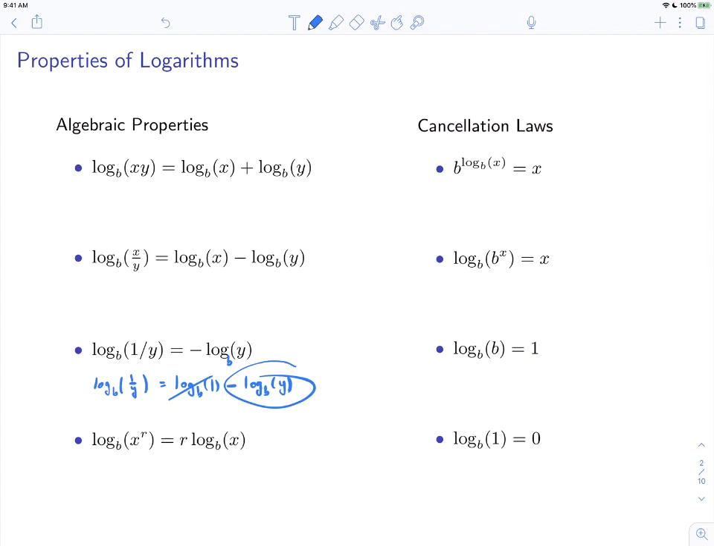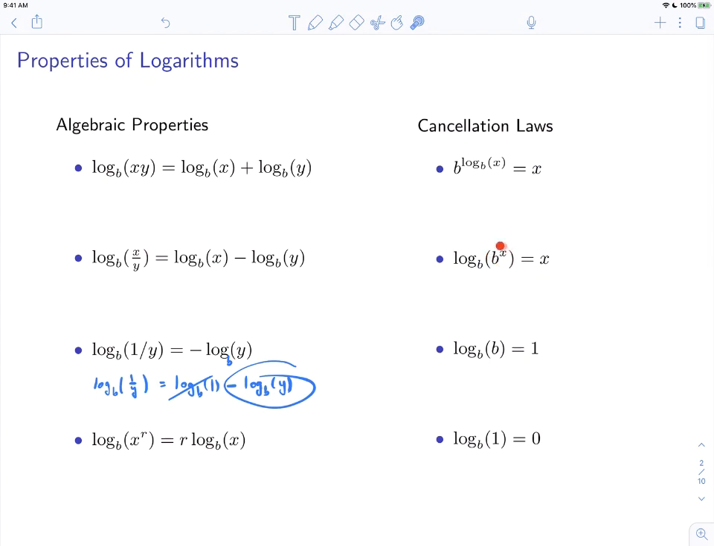We also have cancellation laws. These are based on the fact that the logarithm base b is the inverse of the exponential with base b. So that's really what this is saying. B to the log base b of x is equal to x. Whatever it is that log base b does to x, the exponential base b undoes it and you get x back. That's why we call it cancellation law, because the b to the log b cancels out and just gives you x. Similarly, we have log base b of the exponential b to the x is x.